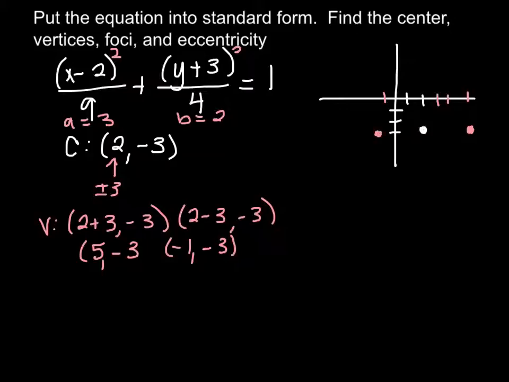From the center, I also need to go up 2 and down 2, so I'll have a point there and a point right here, and I can make my ellipse from there.